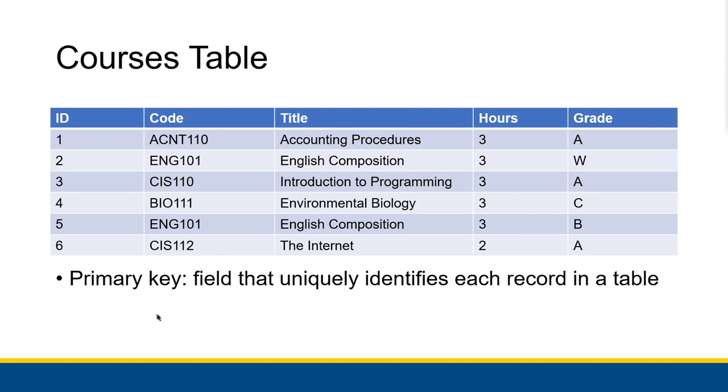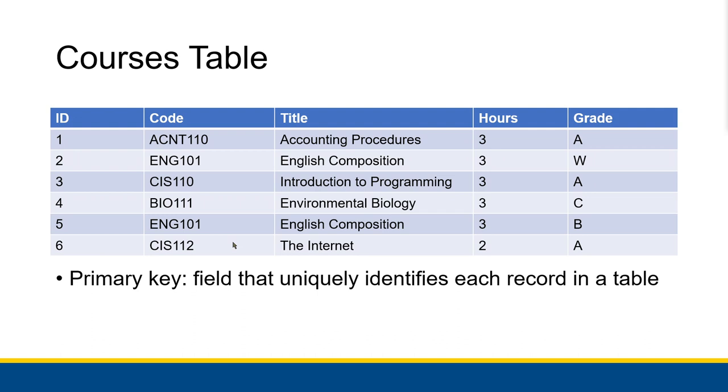All right, so then we say that the primary key of a table is a field that uniquely identifies each record in a table. And our primary key in this case is the ID key right here, because each course is given a unique ID. I mentioned before how at ID 2 and ID 5, they're both describing the same course, just different times that the student happened to take the course. Well, if we didn't have this primary key right here, this ID key, we wouldn't be able to tell the difference between the first instance of English 101 and the second instance of English 101.